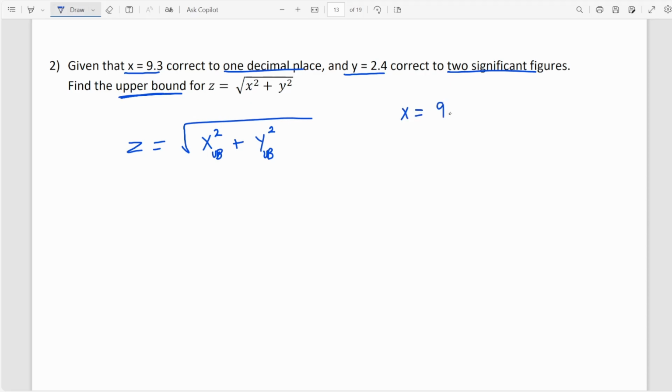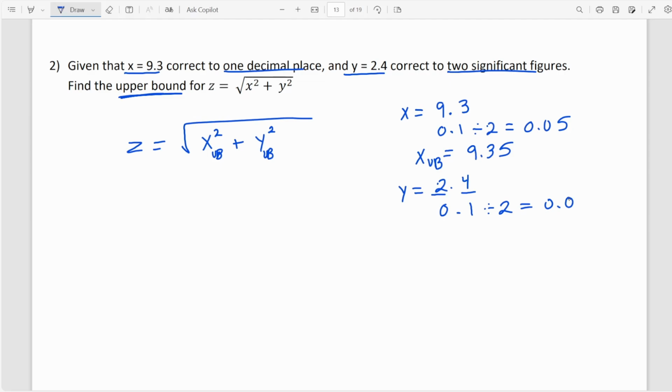X is equal to 9.3, correct to one decimal place, so our unit of round is 0.1. Dividing this by 2 to find the error gives you 0.05. And so x upper bound is 9.35. As for y, it's 2.4, to two significant figures. This is the first significant, this is the second. Replace this by a 1, turn everything else to a 0, and divide by 2 to find the error, 0.05. Now, we want y upper bound, which is 2.45, okay?